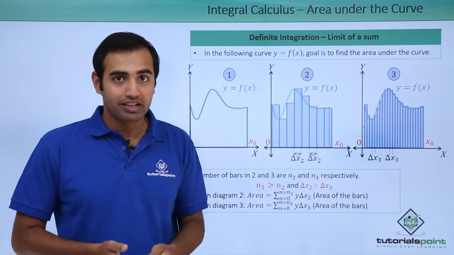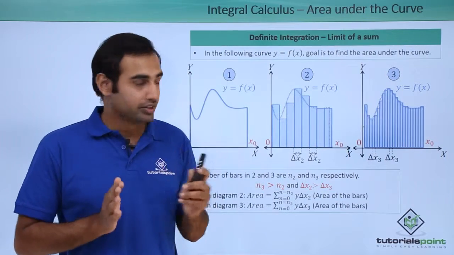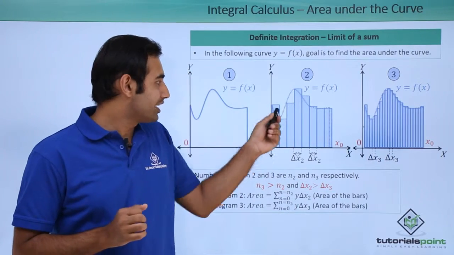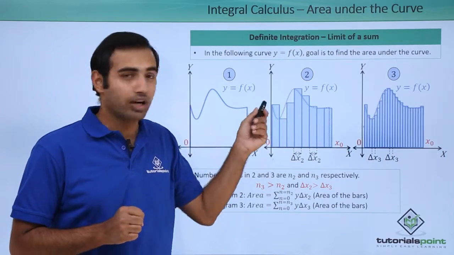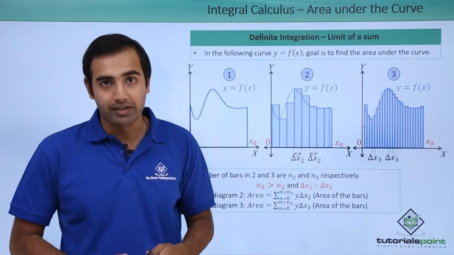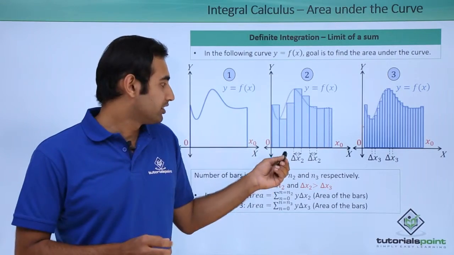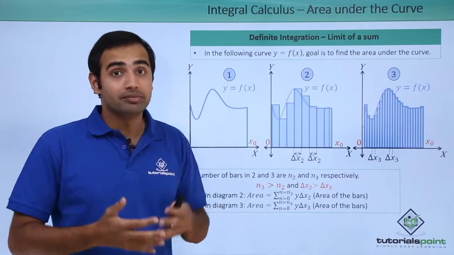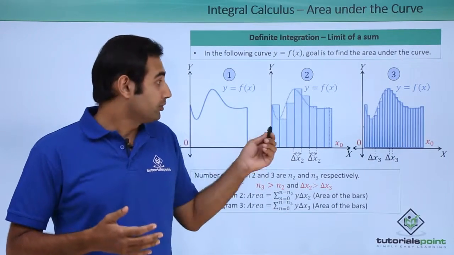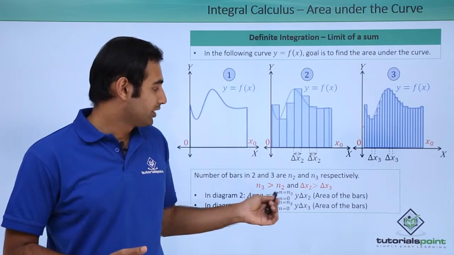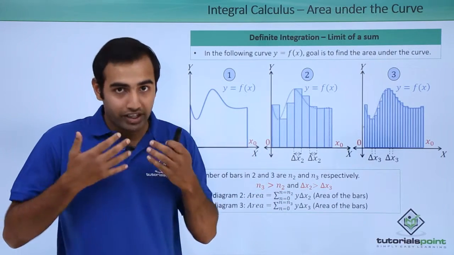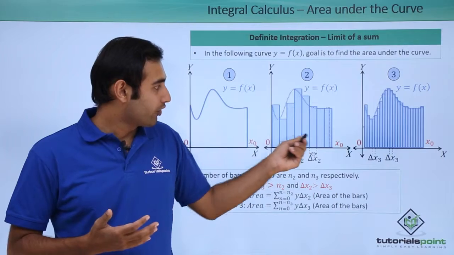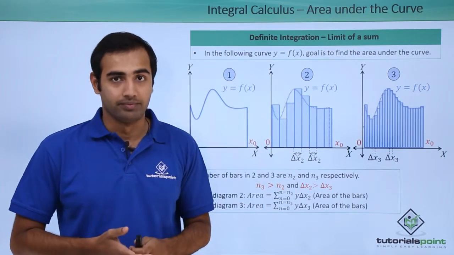I know the area of a rectangle is simply length into breadth. In this situation, you can easily see the length of each of the bars will simply be the y coordinate value, so I can say y, and the width of each bar will be nothing but delta x2. So the approximate area that I can get from the sum of all these rectangles can simply be given by this expression. What I have written here is simply the area of all the rectangles that I have present here.